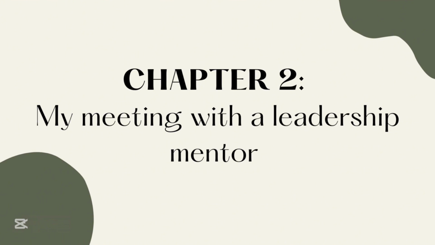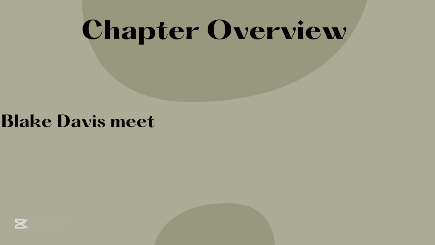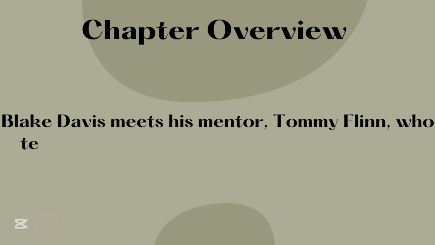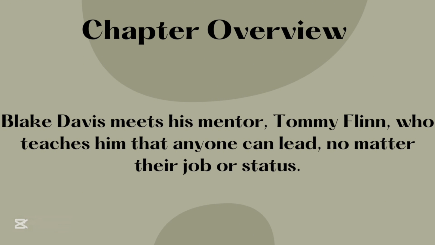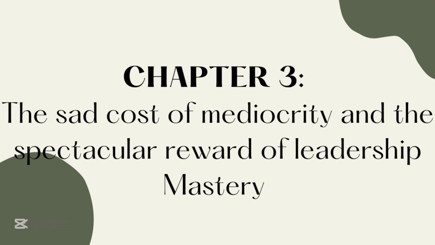Chapter 2. My meeting with a leadership mentor. Blake Davis meets his mentor, Tommy Flynn, who teaches him that anyone can lead no matter their job or status. The main idea of this chapter is that Tommy Flynn challenges Blake's negative mindset and teaches him that anyone can lead. The key lesson of this chapter is that growth begins when you open your mind to learning, and mentorship is crucial in developing leadership skills. For example, Tommy shows Blake that leadership isn't reserved for just CEOs. Anyone can inspire change for the better, for the betterment of themselves and society, and lead without a title.